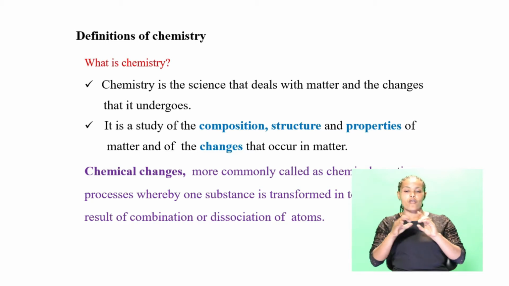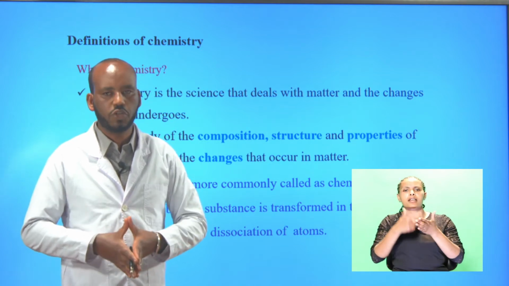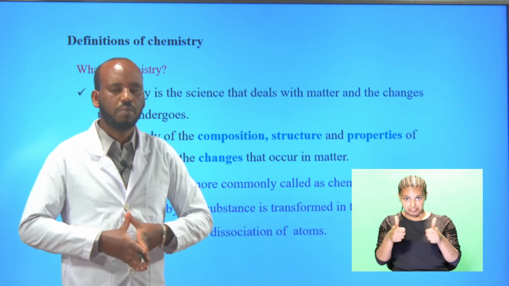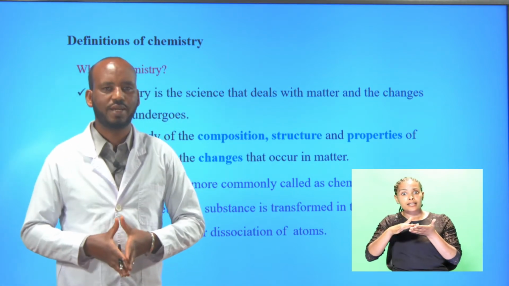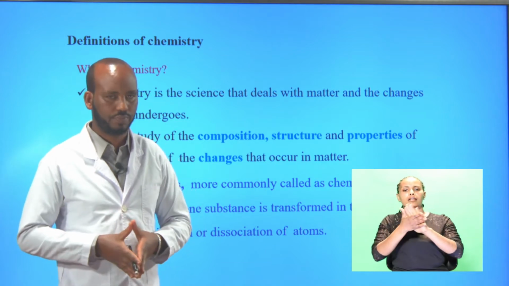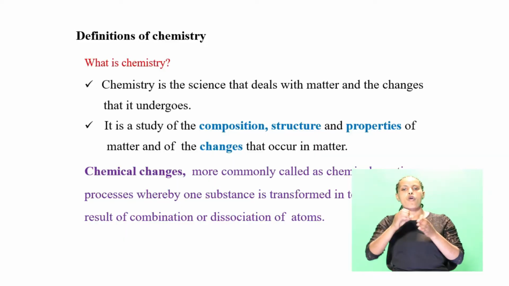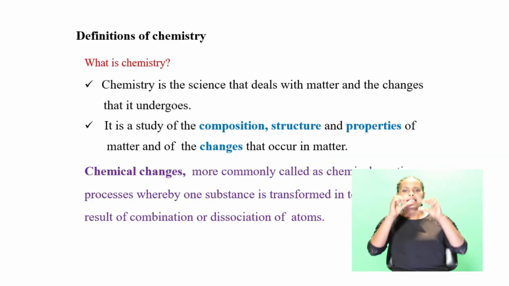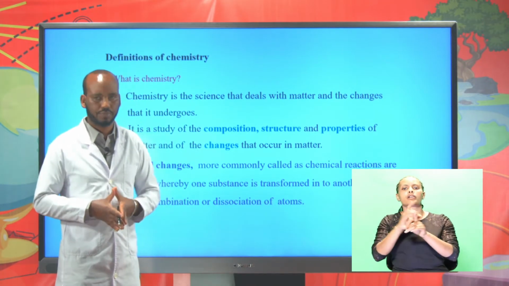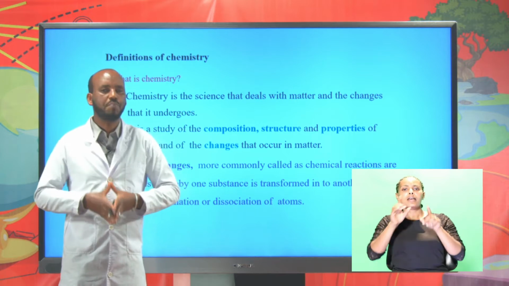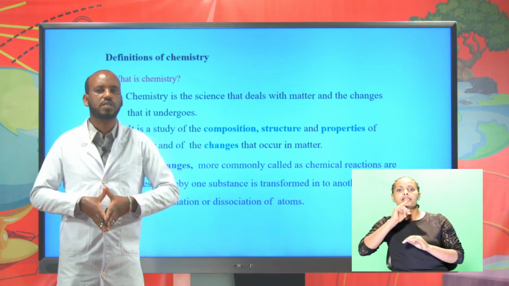Definition of chemistry. What is chemistry? This is a very good question. Chemistry is defined as the science that deals with matter and the changes that it undergoes. Chemistry is the study of composition of matter, structure of matter, and properties of matter, and of the changes that occur in matter. Chemistry is quite simply the study of matter. Matter is anything that has a mass and takes up space.